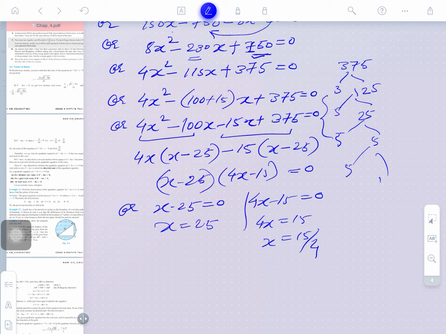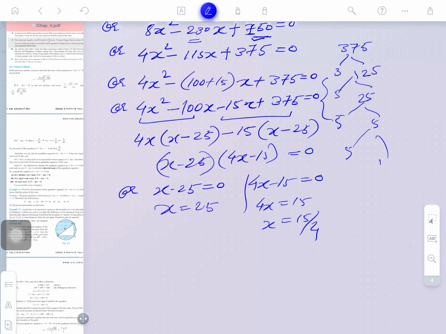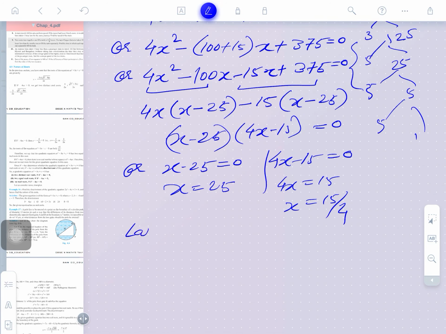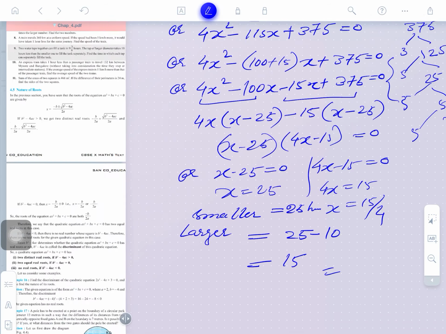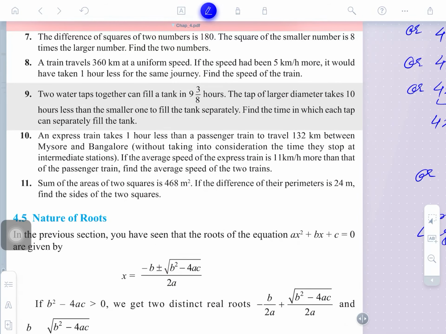Clear, guys? Well understood. So the value 25 hours this will take. So your answer is the smaller will take 25 hours, and the larger will take 25 minus 10, which is 15 hours. Your answer. Clear? So similarly you can solve the 10th question also.